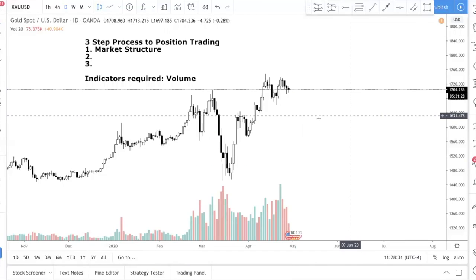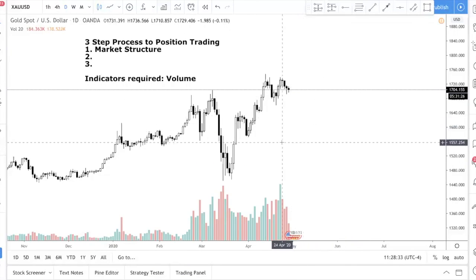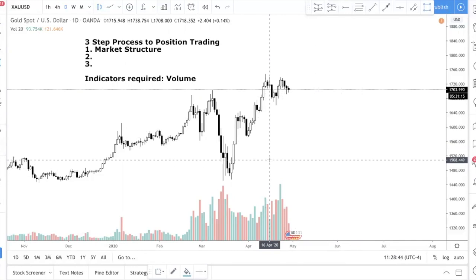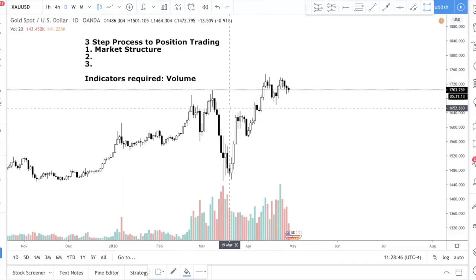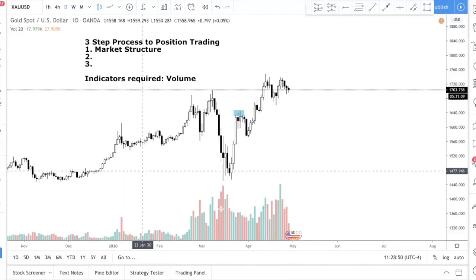The first question you always want to ask yourself when you are position trading is, what is the market structure? That's very important. So how do you tell the market structure? You look at the trend. How do you tell if price is actually in an uptrend? You want to identify the swing points. The swing points mean the major turning points.